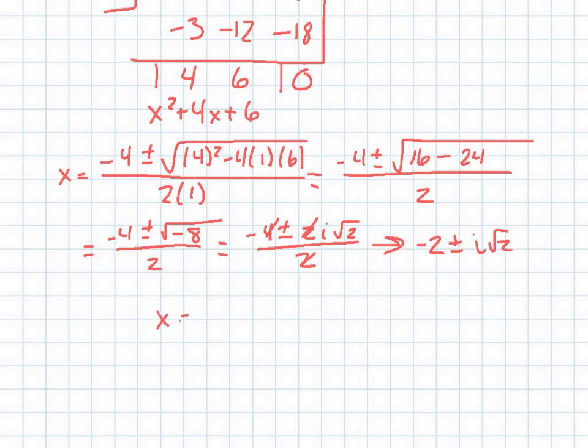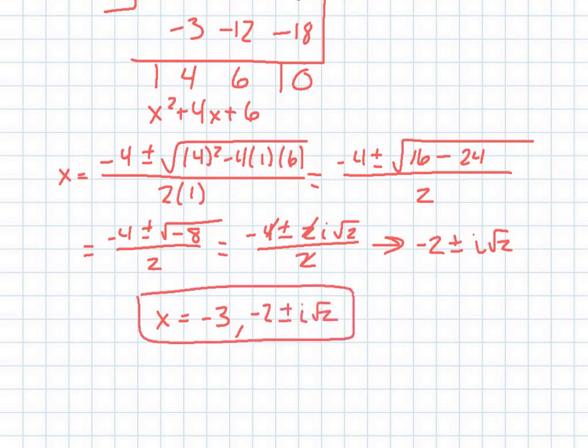So my zeros for this polynomial would be negative 3, which we found previously, and negative 2 plus or minus i square root of 2. And that would be my answer.